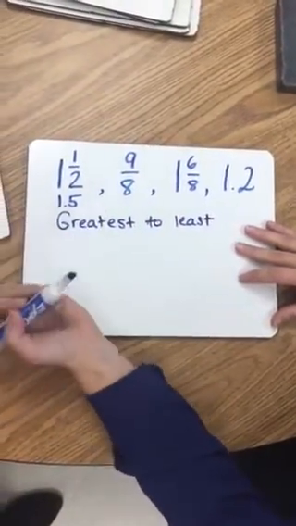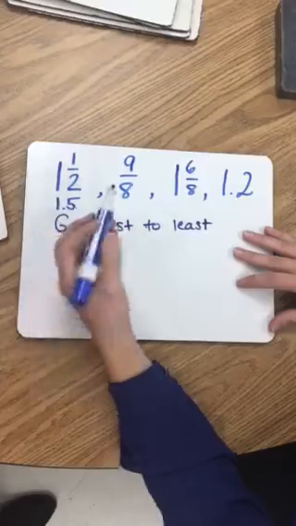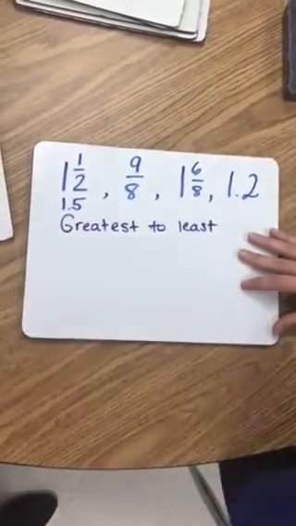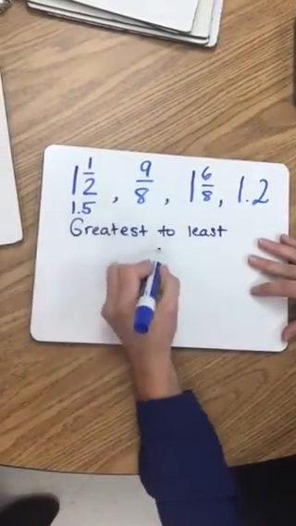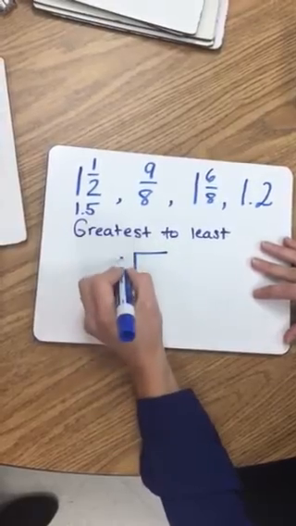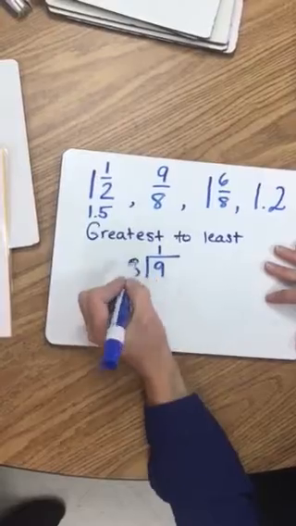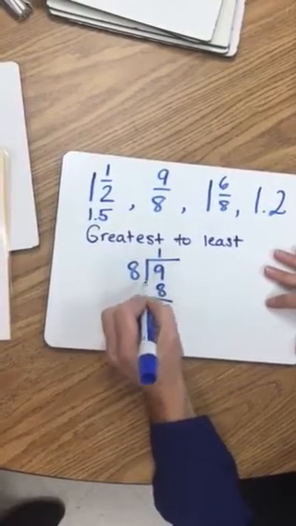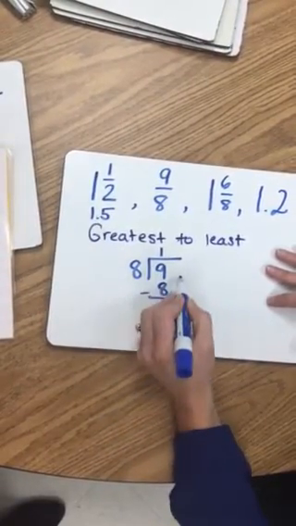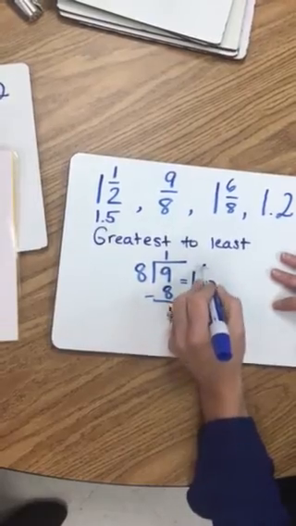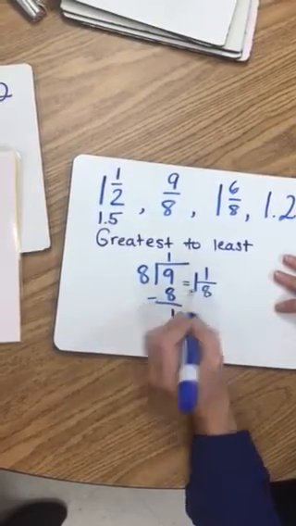9/8, we need to recognize that. That's an improper fraction, and our numerator is larger than our denominator. So for this, we actually have to divide. So I'm going to come down here and say, okay, how many 8s can go into 9? Well, it's 1. 1 times 8 is 8. I'm going to subtract. I'll get a 1. So this would convert to 1 1/8.